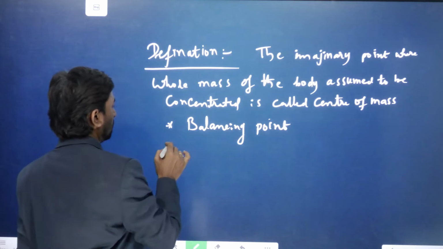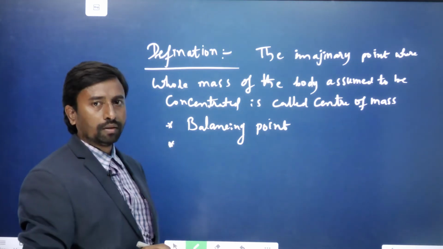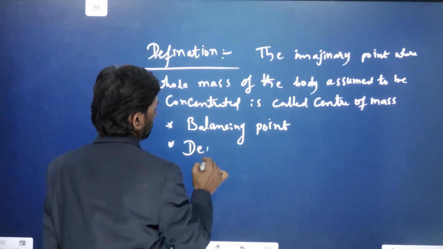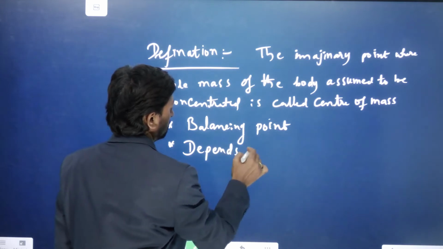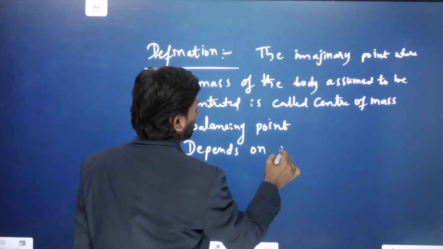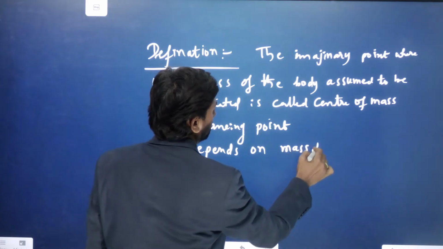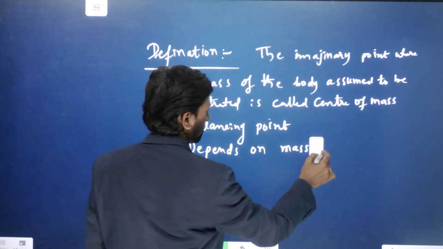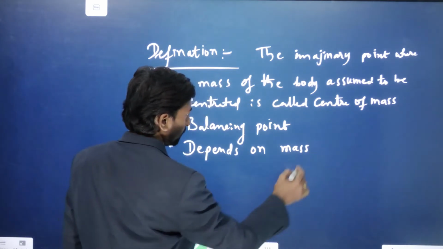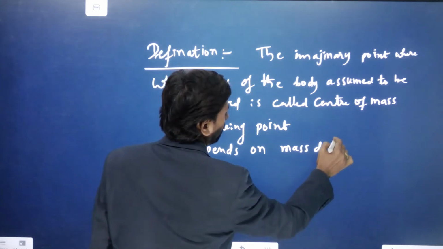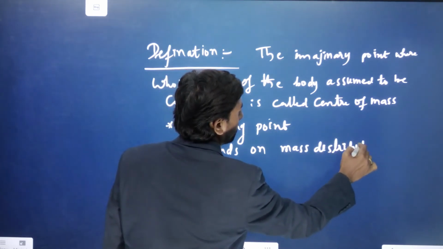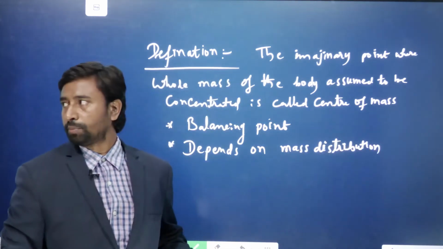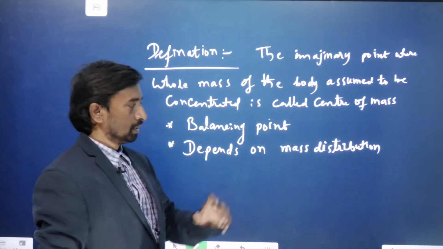It is a balancing point. And the next one is, it depends on the distribution of mass of the object. Depends on mass distribution. It depends on the mass distribution, how the mass of the body is distributed, and based on that it will depend.